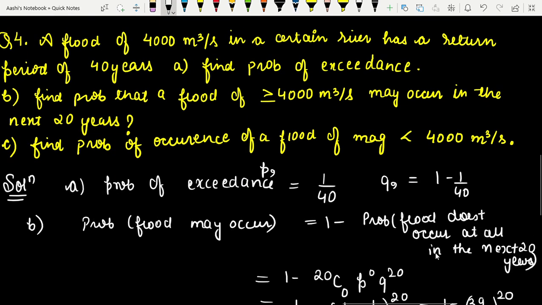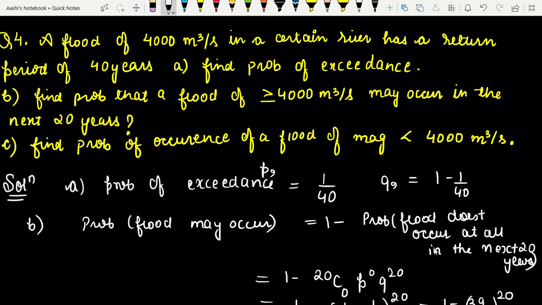So these were the 4 important questions that I have selected to help you understand the topic risk and reliability associated with a hydraulic structure. It is to be noted that any hydraulic structure is designed for a flood magnitude of, let us say, some value of return period. The higher the return period that you choose, the lesser is the probability of occurrence of the flood and more is the reliability associated with that structure.